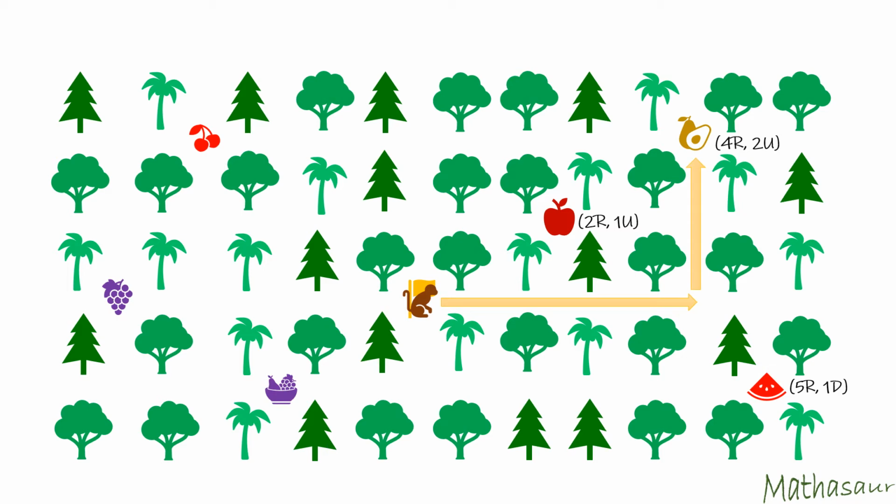Let us look at the pear. The monkey has to cross 4 trees to the right and 2 trees up. Let us write that as 4R, 2U. Now let us look at the grapes. The monkey has to cross 4 trees to the left. Does he need to go up or down? No, he does not. So we could write that as 0U or 0D or just 0.